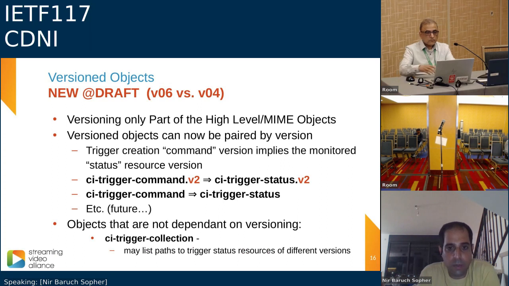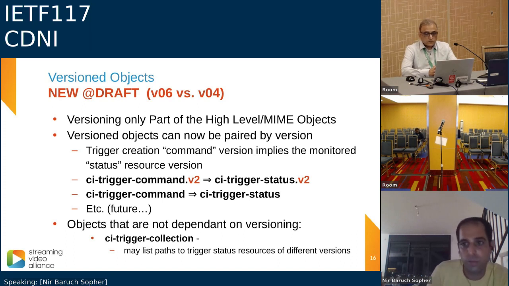Now, as I said, we took the CI trigger command and added a V2, and now created a CI trigger command V2 and the CI trigger status V2. It's important to note that those objects are paired. If one is creating a trigger using the CI trigger command V2, the status resource that would be created is a V2 status, and it will stand for further versions as well. If someone defines a V3 of the trigger and the command, it also would have a status V3.